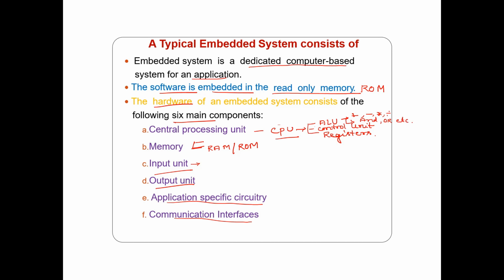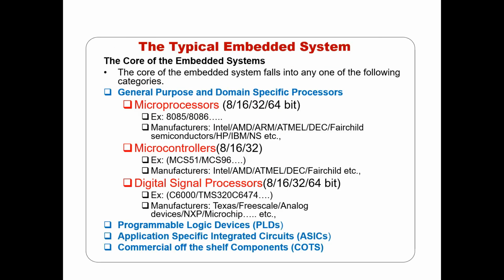The memory of an embedded system typically consists of the read-only memory, which is a non-volatile memory, and the RAM, which is a volatile memory. This RAM will act as a user scratch pad. If you look at the ROM, it is a permanent memory, and this permanent memory is used to store the firmware.